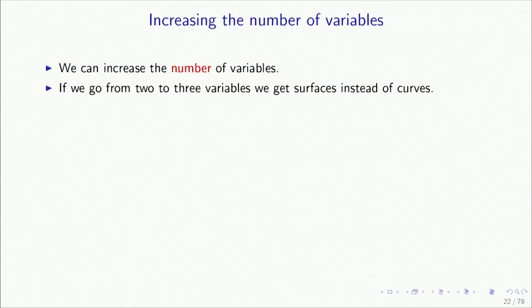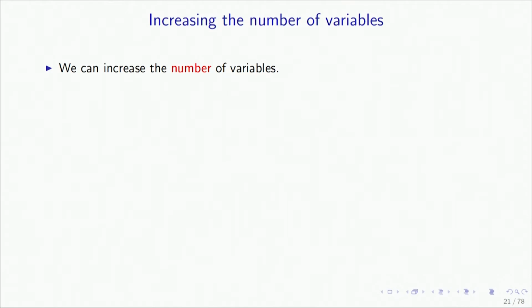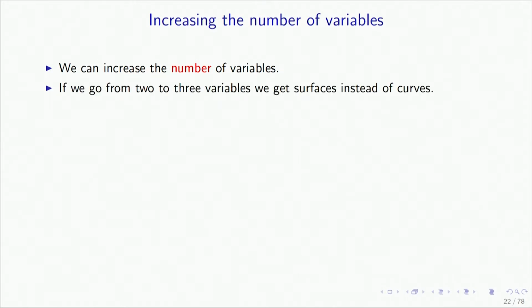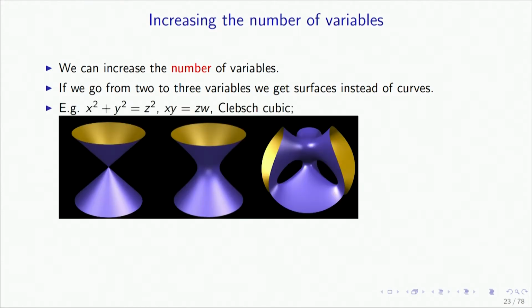Yes, but as has already been mentioned, what's maybe more interesting from our perspective is to increase the number of variables. So let's say we go from 2 to 3 variables. In this case, we get surfaces instead of curves. So I've given you some examples there. What the Greeks were interested in, the classical cone, is in fact given by a polynomial equation in 3 variables, but it's quadratic: x squared plus y squared equals z squared.